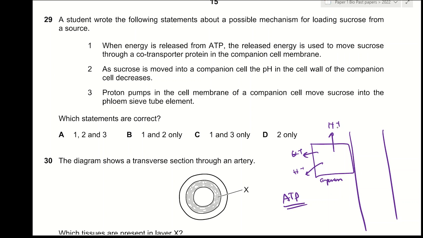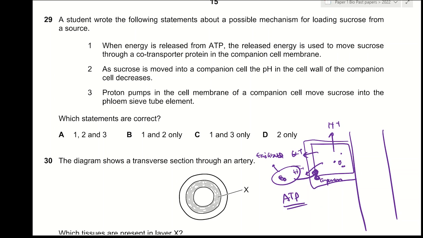Now, once this happens, there's a higher concentration of hydrogen ions in the cell wall of the companion cell. Therefore, the pH decreases. Now, sucrose goes back into the companion cell with a hydrogen ion through something called a co-transporter protein by facilitated diffusion. And the sucrose is now inside the companion cell. Now let's see the suggestions that we have here.